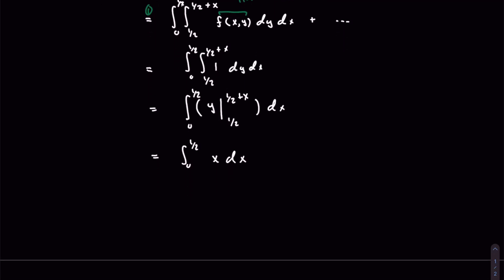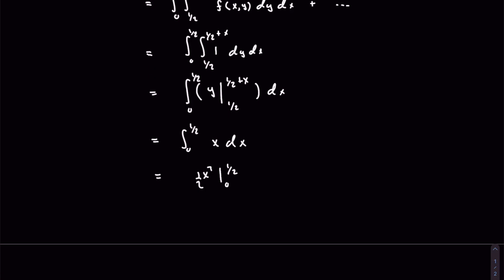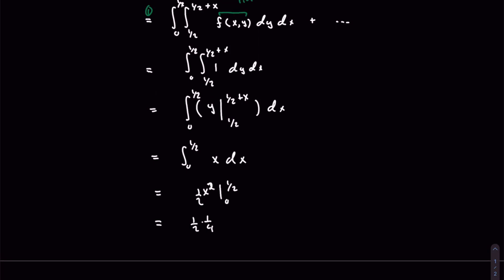Now we're evaluating that integral. We end up with x squared over 2, from 0 to a half. And that is basically half times 1/4. Right, and we have these two integrals twice, so it will be another 1/8 here, because the problem is exactly symmetrical, and so this will be 1/4.